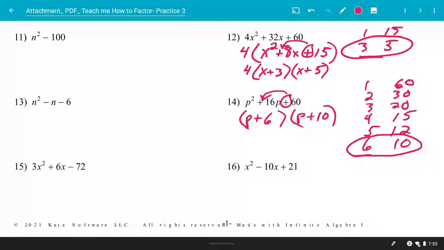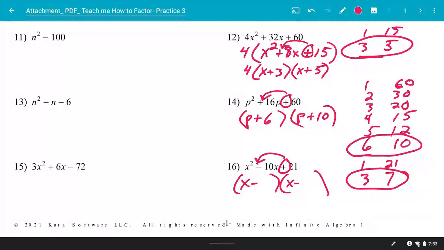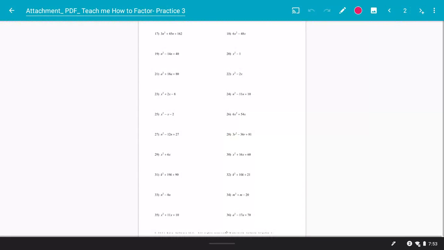Number 16, no GCF, no leading coefficient, split the signs. Put an X in each. Signs are the same, both negative. Factors of 21 are 1 and 21, 3 and 7. Which of those come together to get me a 10? 3 and 7. We're rocking and rolling right along.